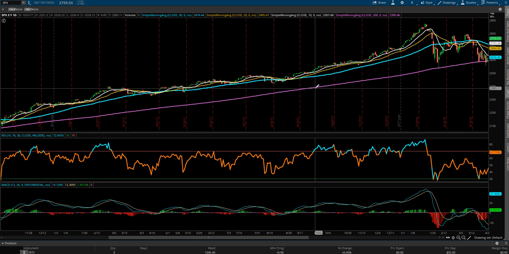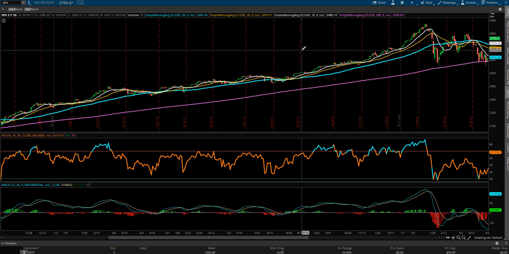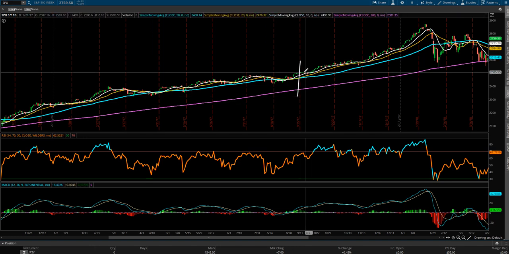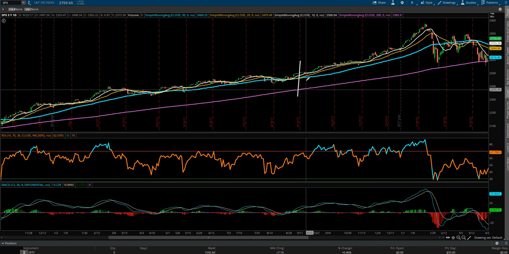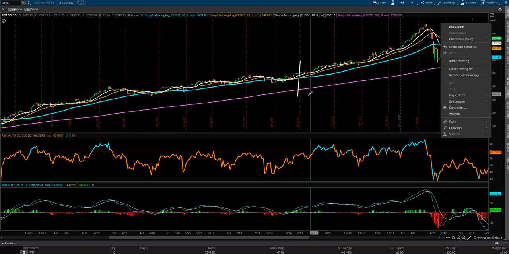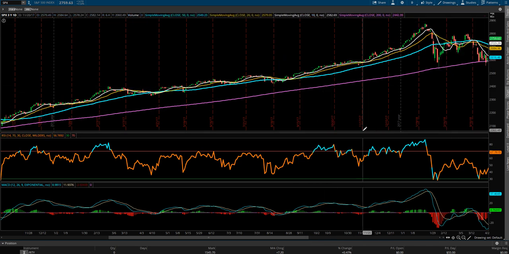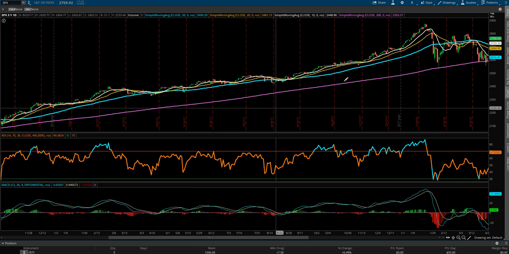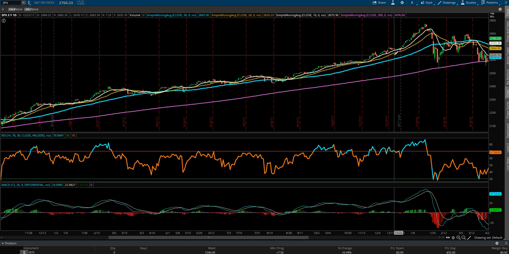Now, when everything is lined up, meaning the 10 is above the 20, which is above the 50, which is above the 200, and price is above that, right? That's what we've got back in here. You can see the 10 is above the 20, it's above the 50, it's above the 200, right? Things are good in the market. Things continue to move forward. All of the moving averages are lined up together. Price is moving in that direction. Trading is very easy. Follow the trend. The trend is clearly up, and that's what those moving averages tell us.